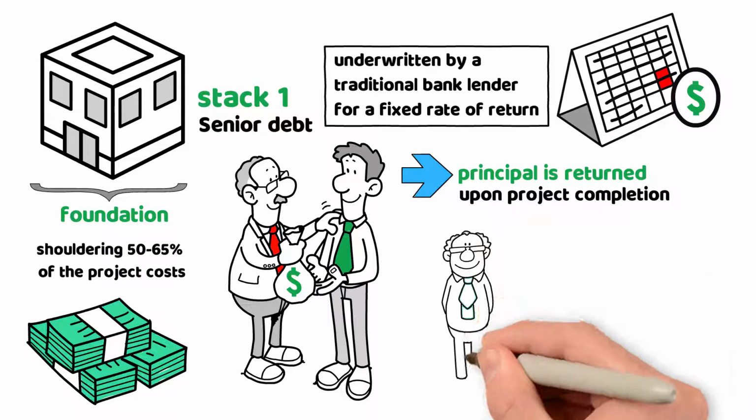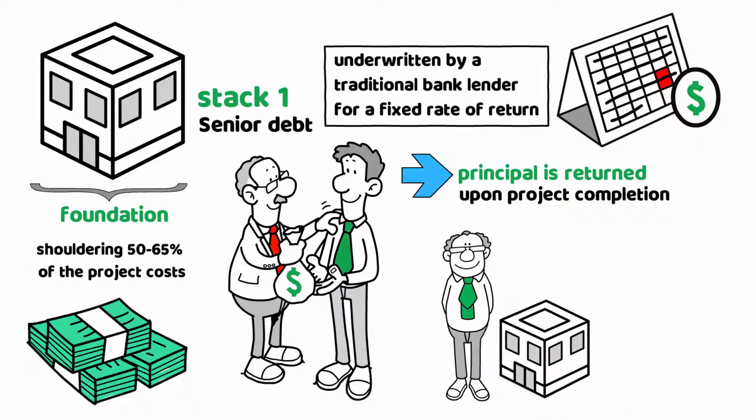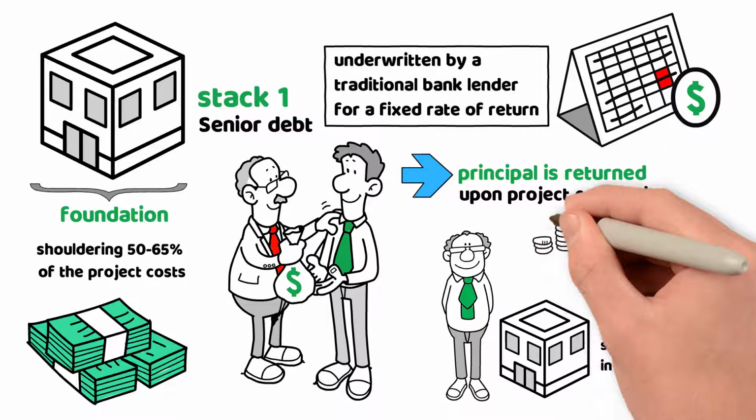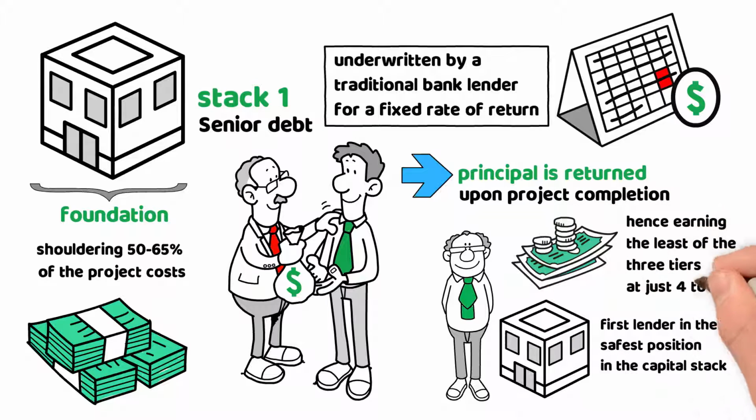Because the loan is collateralized, like a home mortgage, the asset would transfer to the lender in a default. That makes the first lender in the safest position in the capital stack. But lower risk also means less reward, hence earning the least of the 3 tiers at just 4 to 8%.